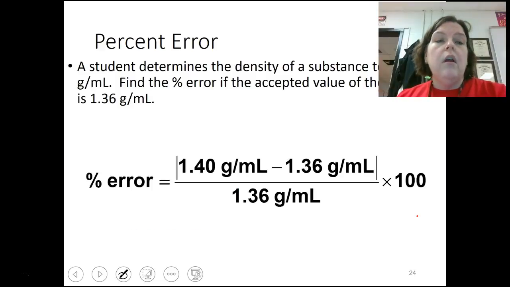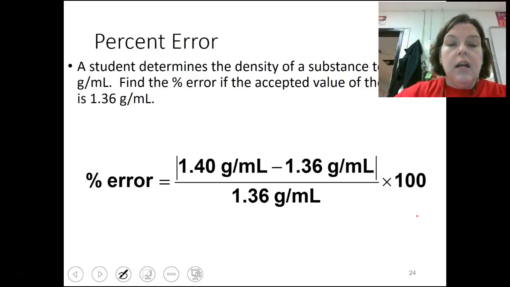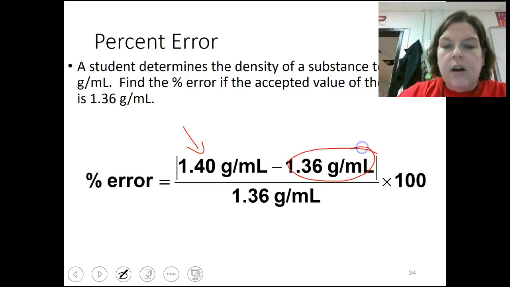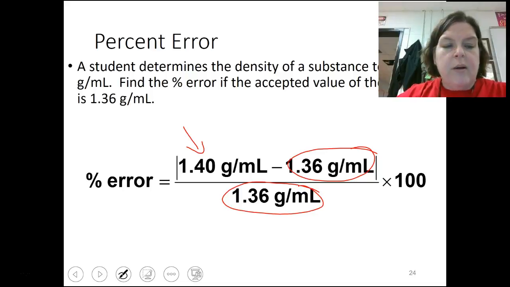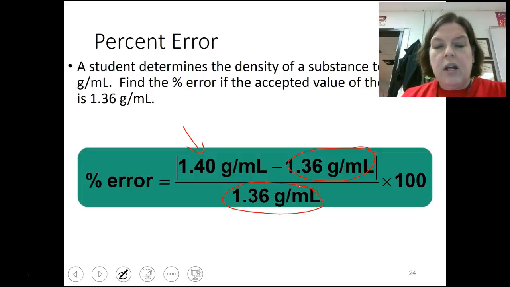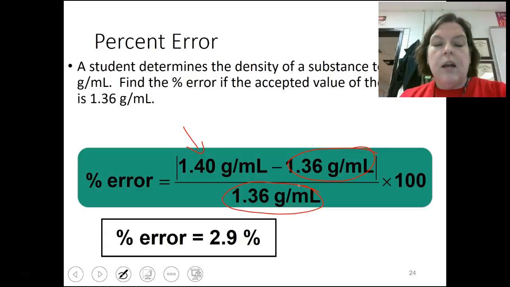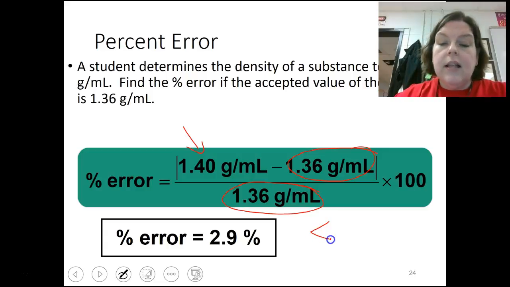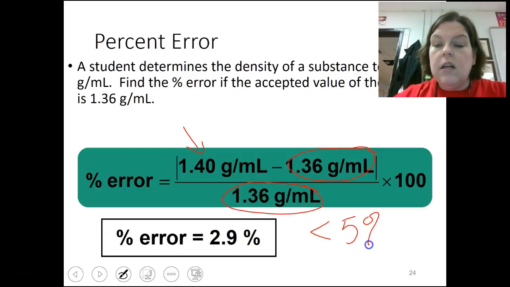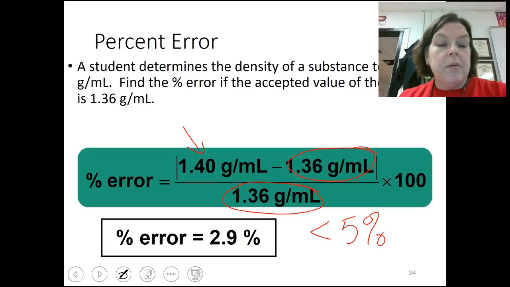So here we go. A student determines the density of a substance to be 1.40 grams per milliliter. Find the percent error if the accepted value of the density is 1.36 grams per milliliter. So we can see, here's our value, the value that we found. Here is the accepted value, and we put it here again because we're dividing by it, and we multiply by 100, and we get an answer of 2.9% error. Anything that is less than 5% is considered really good. Okay, really good. And it really depends on the experiment, how closely you can get.